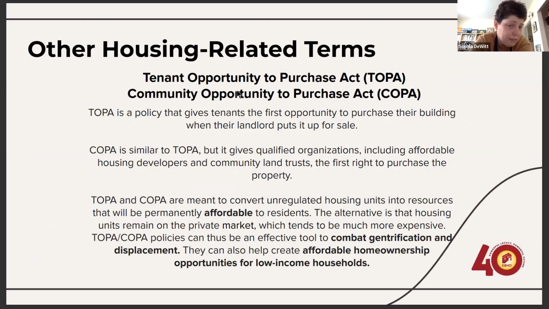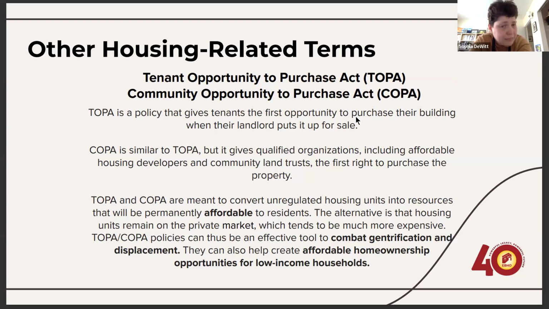Just a couple of policies that we also want to mention and that EBHO often references. These are the Tenant Opportunity to Purchase Act and the Community Opportunity to Purchase Act. TOPA is a policy that gives tenants the first opportunity to purchase their building when their landlord puts it up for sale. And COPA is similar to TOPA, but it gives qualified organizations, including affordable housing developers and community land trusts, the first right to purchase the property.